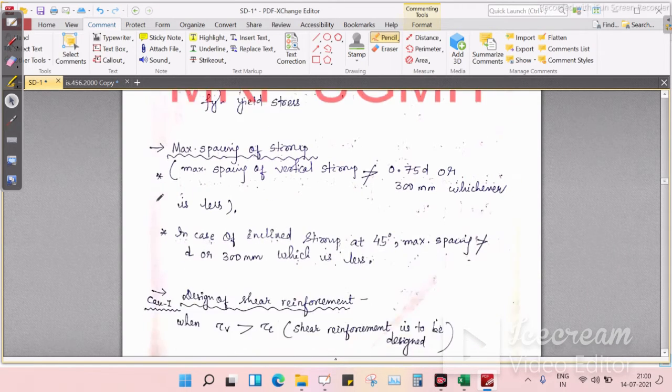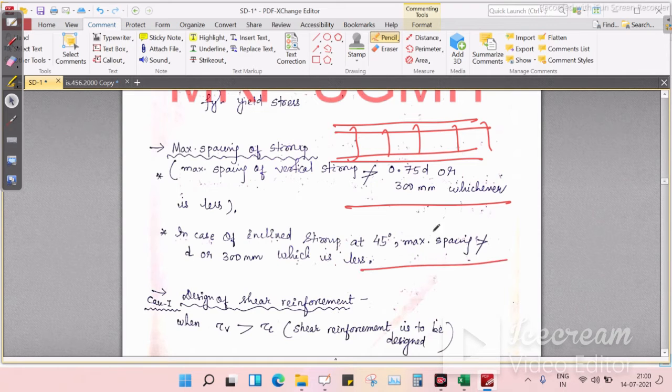Next is the maximum spacing of stirrups. Stirrups are of two types. One is vertical. If this is the beam, this is the main reinforcement, and this is our vertical stirrups. And if this is the beam, this is our reinforcement, and this is our inclined stirrups.